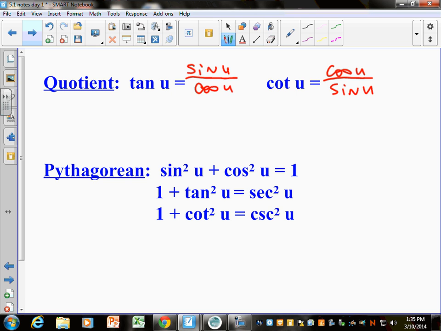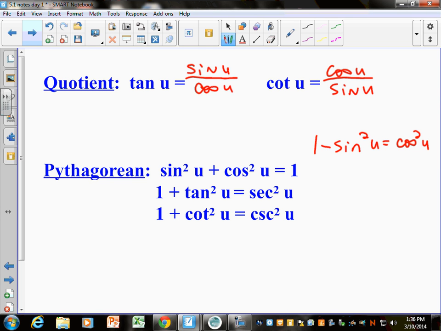Notice when you square a trig function, you put the square next to the trig function, not next to the u. And just remember, these are equations. So even though I write this as sine squared plus cosine squared equals 1, do you agree or disagree that that would also be the same as saying 1 minus sine squared of u equals cosine squared of u? Are those two equations equal to each other? So you're going to see these in lots of different forms, because as long as you add or subtract to each side correctly, it's the same thing.